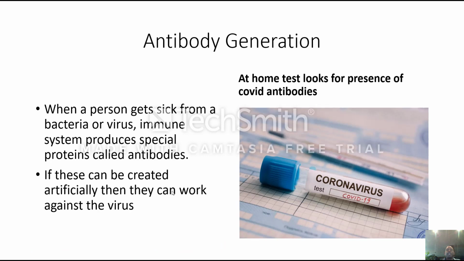The next prong, apart from antivirals, is antibody generation. Your body produces antibodies when you're sick, and typically you're sick for a short period of time. Your body is able to create these antibodies. Then the antibodies find the virus and coat it, and your immune system is able to destroy it. So if we can produce these antibodies, then we might be able to solve the problem.